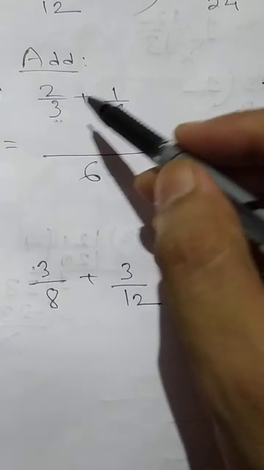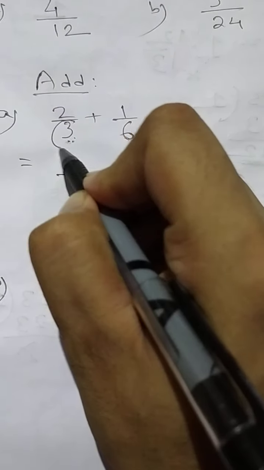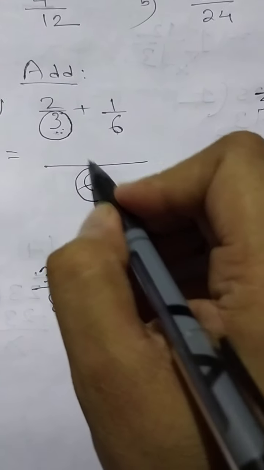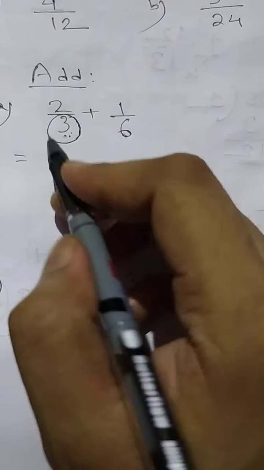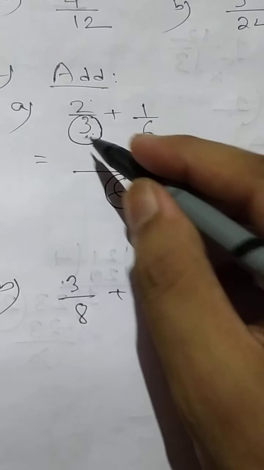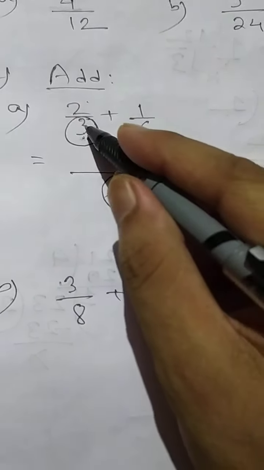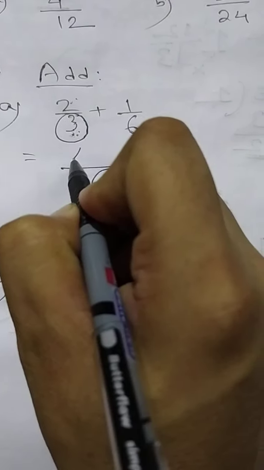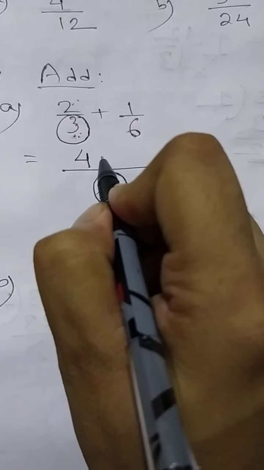Listen very carefully. This 3 and this 6 you have to divide. And whatever answer comes, you have to multiply with the numerator. So let's divide first. 6 divided by 3, how much? 6 divided by 3 is 2 and 2 into 2 is 4. So you have to write down here 4.